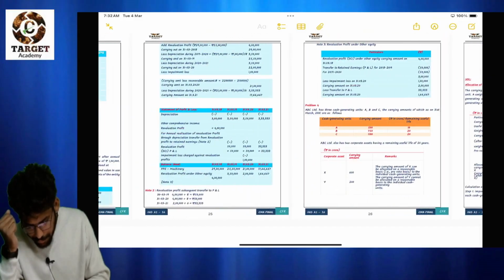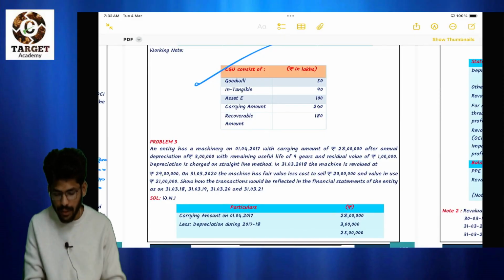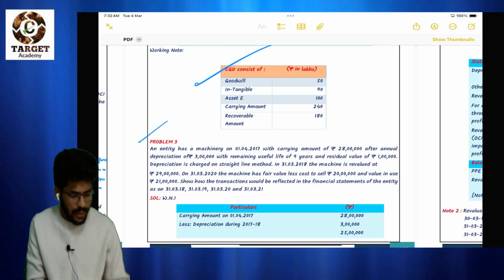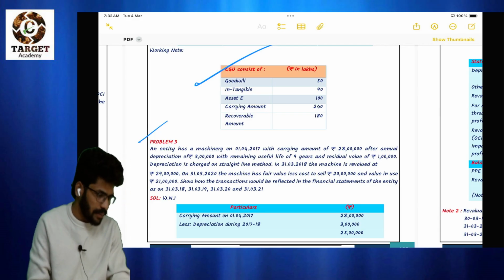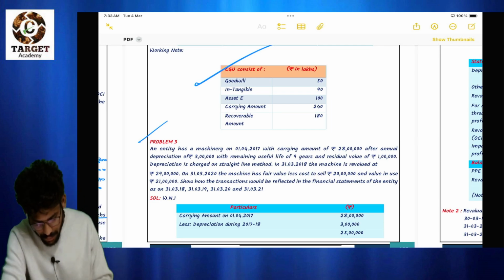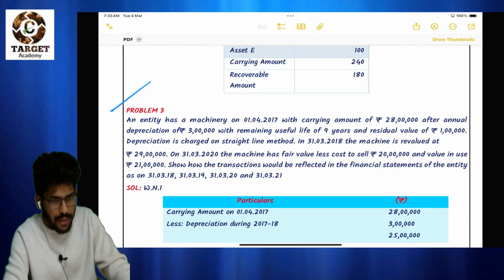I think in our previous class we are done with question number 2, right? Okay. So, coming to problem number 3, we can easily solve this question. Shall we start the question?